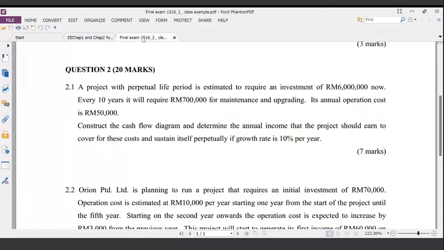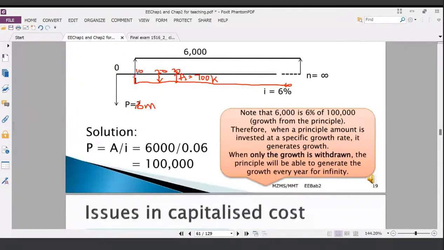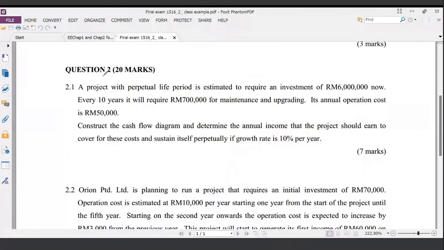Alright. And next one, it's annual operation cost. Annual operation cost meaning that every year. Alright. So it starts from year one, okay, sampai habis, infinity. So yang ni A dia adalah 50,000. Okay. Alright, construct the cash flow diagram.